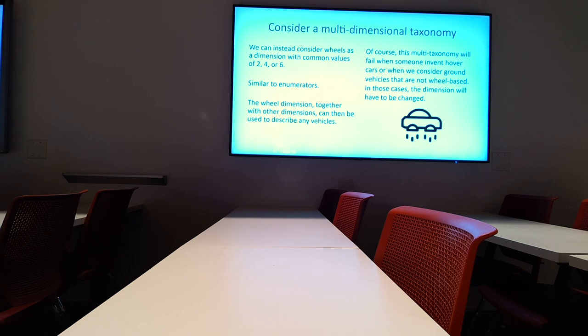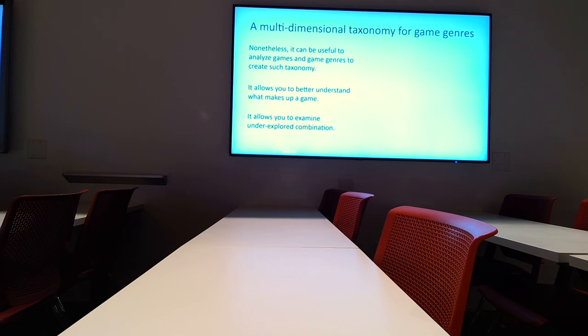So instead we can consider wheels as a dimension with common values of 2, 4, 6, like in enumerators, and you can use that to help classify a vehicle as a 2-wheel, 4-wheel, or 6-wheel vehicle. But then, of course, when someone invents a hover vehicle or one of those spider cars with legs, then you have to change your taxonomy again. Nonetheless, it is useful to analyze games and game genres to create such a taxonomy. It will allow you to have a better understanding of what makes up a game, and it also allows you to examine underexplored combinations in which you can try to innovate.